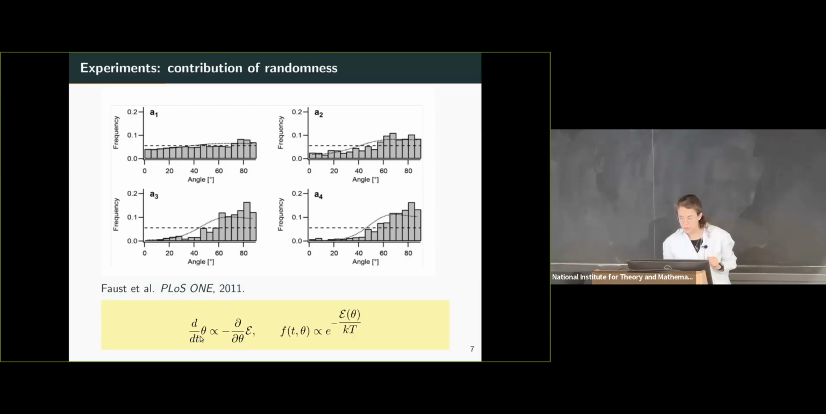What people have usually done is describe the evolution of the orientation theta of cells according to this kind of ODE, where E is an energy. The stationary state distribution is given by this probability density function, in which you have your energy, the Boltzmann constant, and a temperature. In my group, we wanted to do something a bit more accurate.